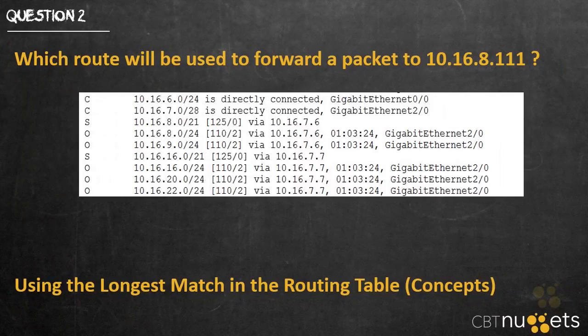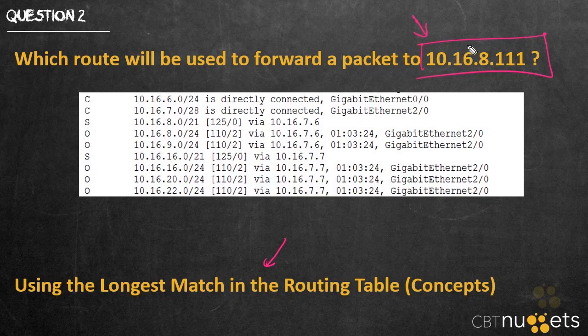Question number 2. Which route, based on this routing table, will be used to forward a packet to the destination IP address of 10.16.8.111? And so as we look at this question, I'm looking at the title of the reference video, using the longest match in the routing table. This is probably going to be a situation where we have more than one route that would work, but we're going to look for the longest match, which is the first rule of the road when making routing decisions. Look for the longest match in the routing table.